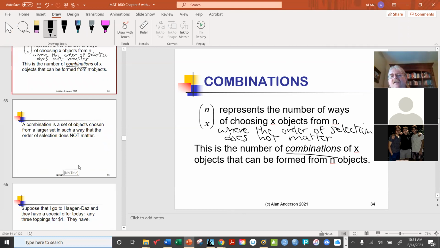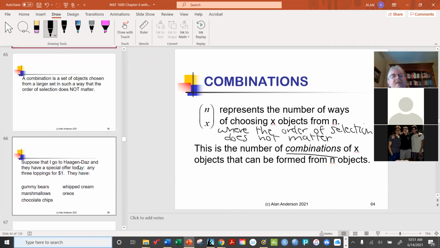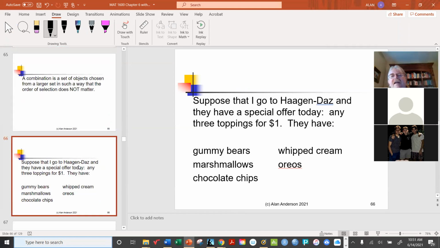All right, so imagine the following situation. I go to Haagen-Dazs and they have a special offer today. Any 3 toppings are available for $1. Okay, pick any 3 and they'll give them to you for $1. Now, these are the ones they have to choose from. We have gummy bears, we have marshmallows. Ooh, doesn't this sound good? Chocolate chips, whipped cream, and Oreos.